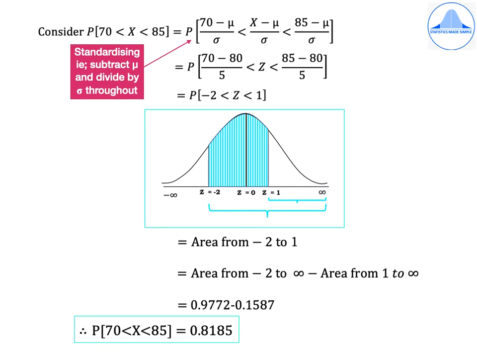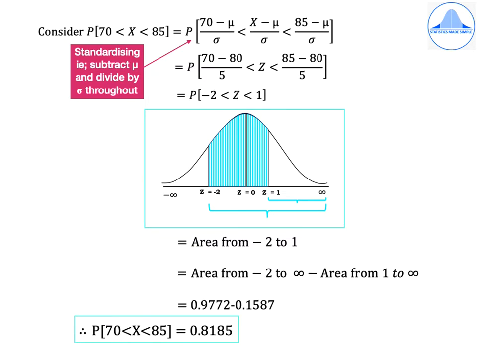We need to find the probability that a student scores between 70 and 85 marks. So how do we write this step? First write "consider", then write capital P, that is probability. Between 70 and 85 marks means, within square brackets, write 70 less than X less than 85, which means that the marks scored by the student lie only between 70 and 85.